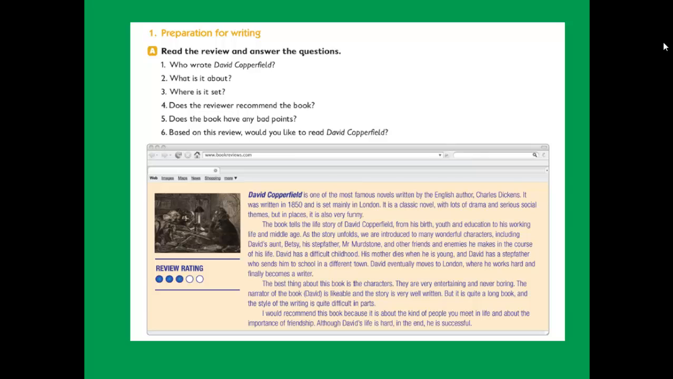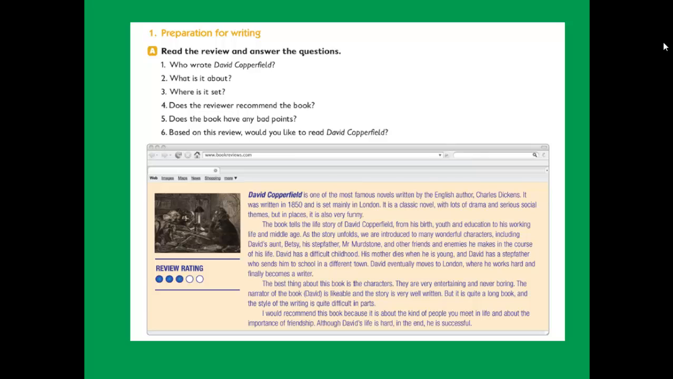David has a difficult childhood. His mother dies when he is young, and David has a stepfather who sends him to school in a different town. David eventually moves to London, where he works hard and finally becomes a writer.